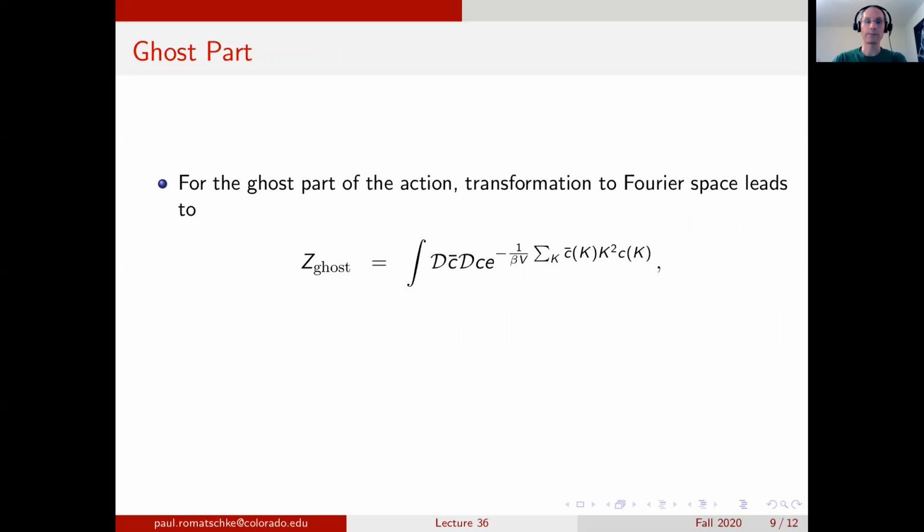For the ghost part of the action, the Fourier transform can be implemented in the same way as with the gauge fields. We find that the ghost partition function is given as a path integral over the ghost fields C bar and C, e to the minus 1 over beta v, sum over C bar K squared C. We can write this in terms of the determinant of this operator K squared, that's just K squared itself, and we have that the ghost partition function is the product of all K times K squared, which is the same as e to the sum over all K times the logarithm of K squared.